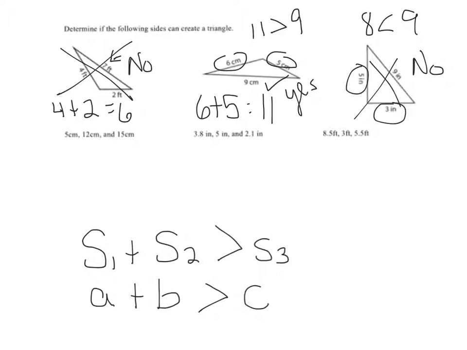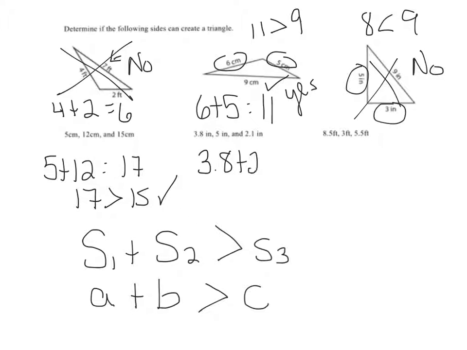This time we're looking at just given measurements, could these measurements actually make a triangle? Same thing, you look at your two smallest, 5 plus 12 gives me 17. 17 is greater than 15, so yes, it works. This next one we have 3.8 plus 2.1. Notice they're not always in order, so double check that you picked the two smallest. That gives me 5.9, so 5.9 is greater, or 5 and 9/10 I should say. 5 and 9/10 is greater than 5, so yes, this makes a triangle.